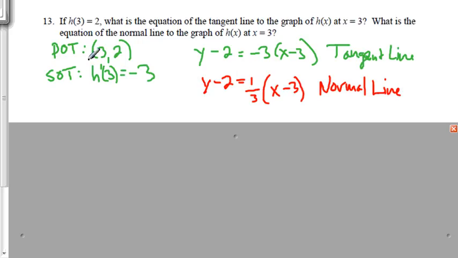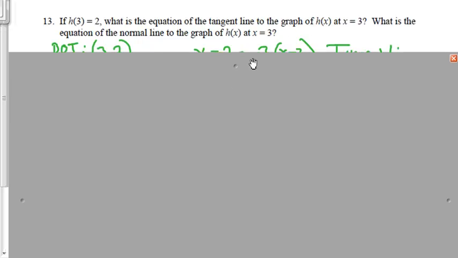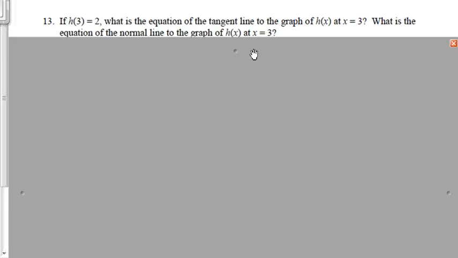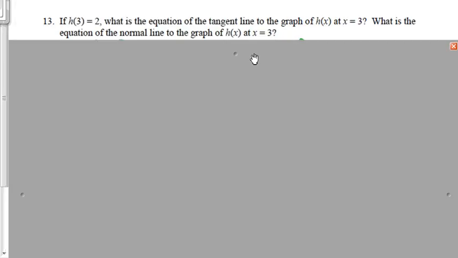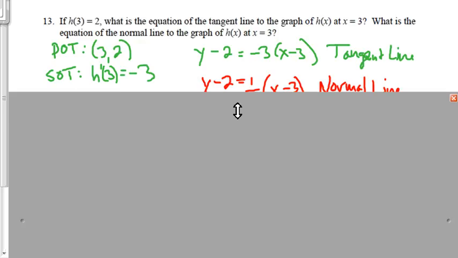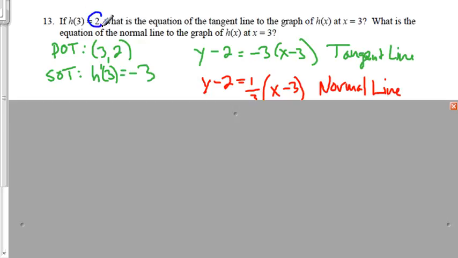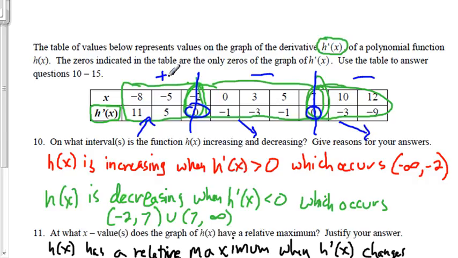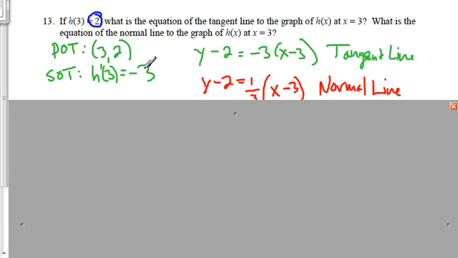So if the original function h of 3 equals 2, what is the equation of the tangent line to the graph of h of x at x equals 3? So let's see what we have here. Well, the point of tangency, when x is 3, y is 2. I know that the derivative at x equals 3 is negative 3. Where do I know that from? Let's come back up here. When x is 3, y is negative 3, so that's my slope.